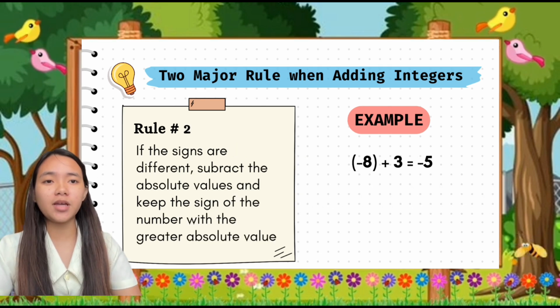Second, if the signs are different, subtract the absolute values and keep the sign of the number with the greater absolute value. For instance, negative 8 plus 3 equals negative 5. Why? Because you owed 8 pesos and paid 3 pesos. So you still owe 5 pesos.